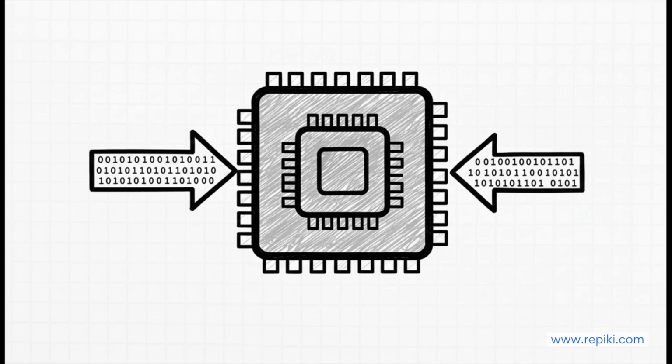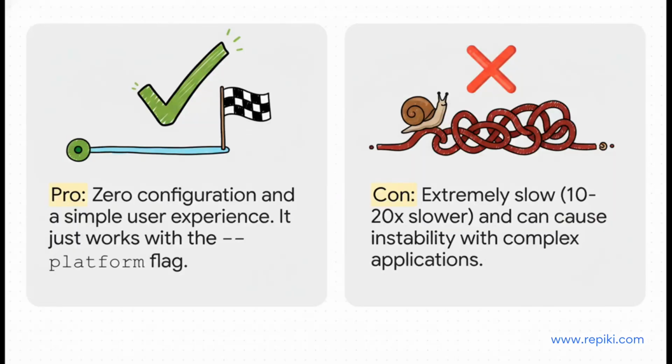Now, this is a really clever piece of software that lets your Intel machine basically pretend it's an ARM machine, or the other way around. It lets you execute code for a totally foreign architecture right on your own computer. And here's the crucial thing about emulation. It is incredibly easy to get started. I mean, you literally just add a -platform flag to your build command, and it just works.